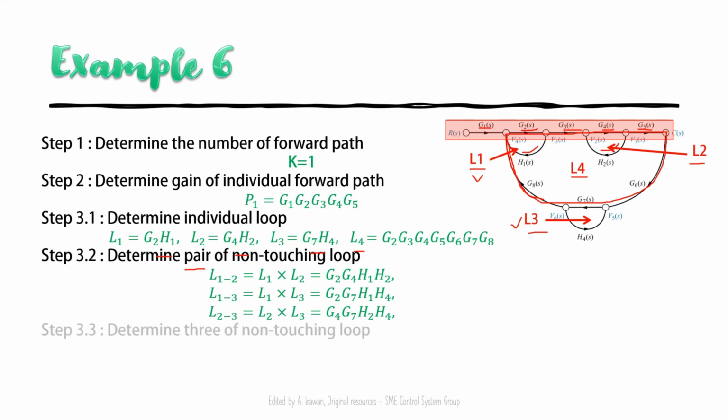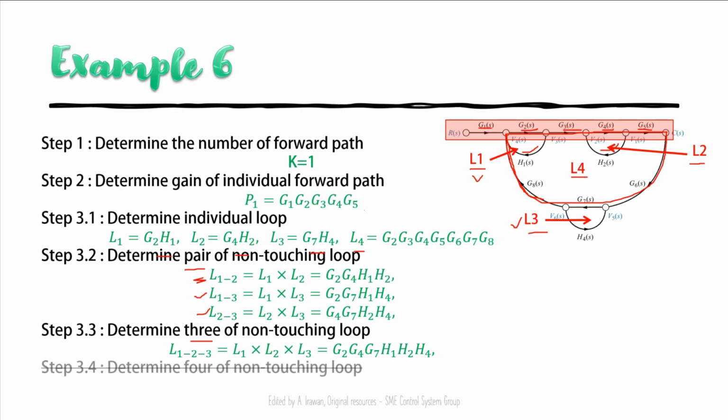The next part of step 3, we need to find 3 loops, 4 loops, 5 loops. So are there any 3 loops that are non-touching? Yes, we have 3 loops, 1, 2, 3, that are non-touching. So we need to multiply those loops again. Do we have 4 non-touching loops? No.